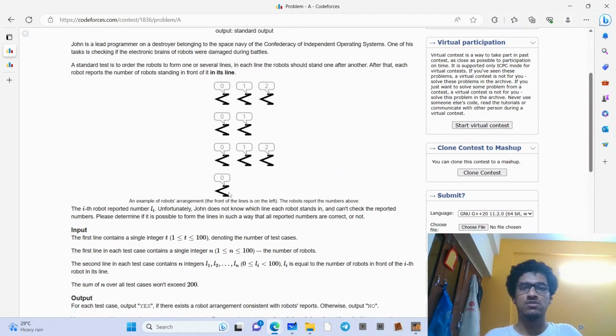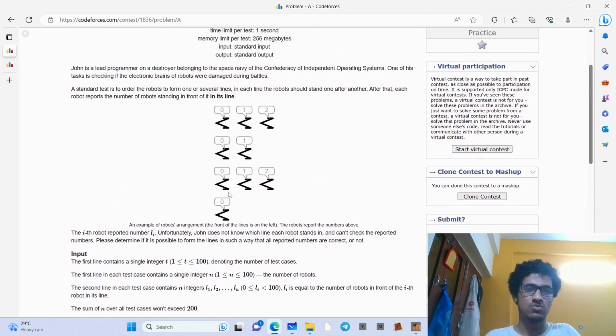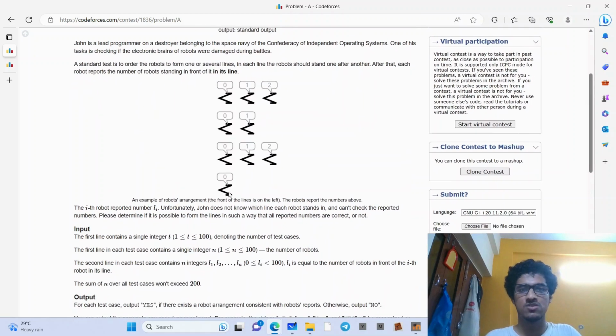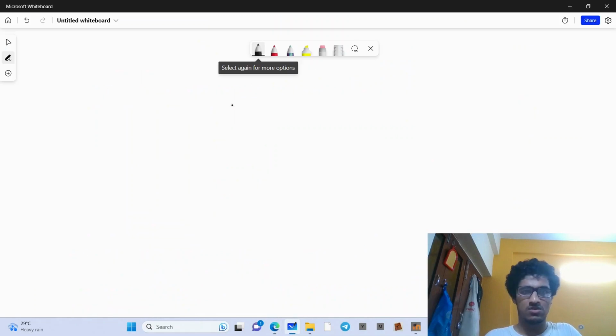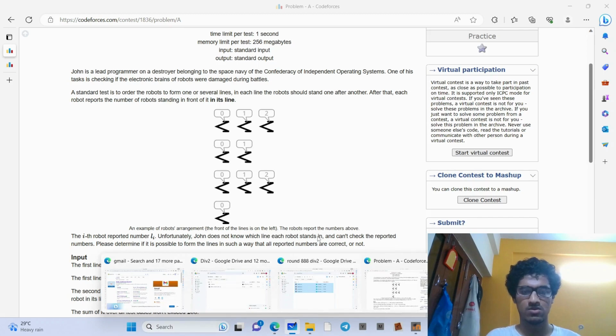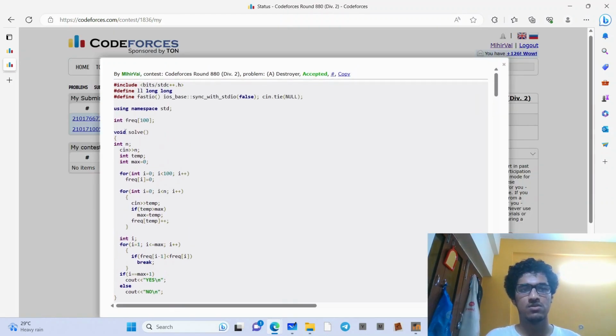And we are given all of the n claims of all n robots, and we have to judge whether this kind of condition is possible or not. So basically, we'll use a frequency array. The value of a claim is given to be less than 100, so we'll have a frequency array of size 100.